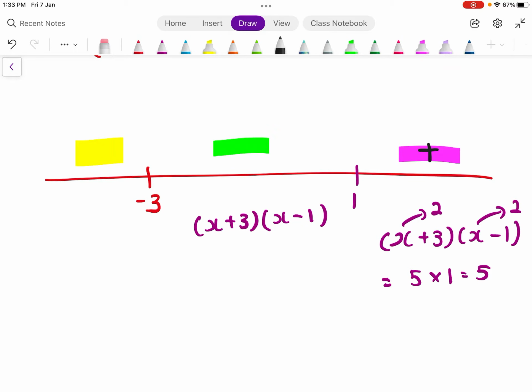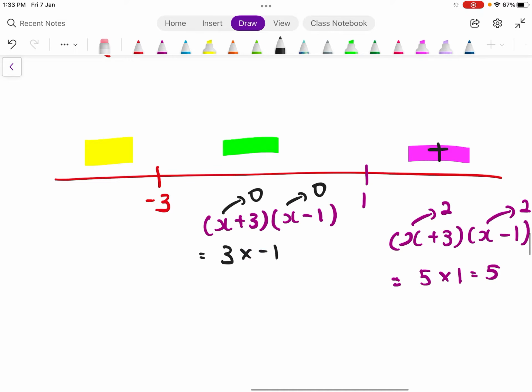When you substitute in 0, you will find that you get a positive 3 multiplied by negative 1, so you get negative 3. Negative 3 is a negative number, so you write down negative. You can try substituting any other number, maybe negative 2, and you will definitely get a negative number.